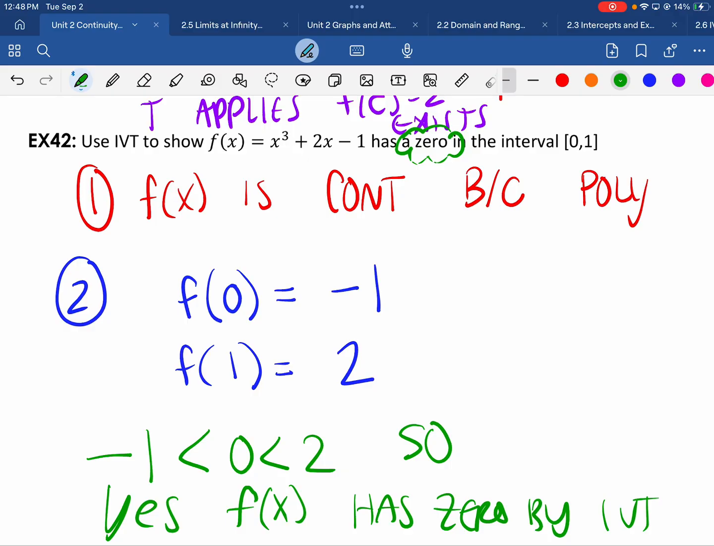Just answer the question, so make sure you actually answer it with a yes or a no, or yes there is a 0, or a 0 exists. Don't just put the work and not answer the question. Answer the question with a sentence or some words, and then reference IVT. I said f of c equals 0. Is that going to be wrong? Nope, that's fine. What part do we circle as our actual answer? Don't circle anything, just have all the work there.